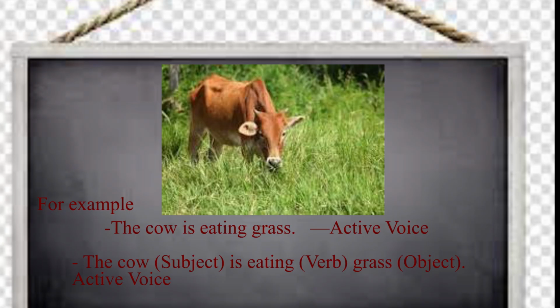What about grass? Grass is the object. So the form is subject, verb, object.